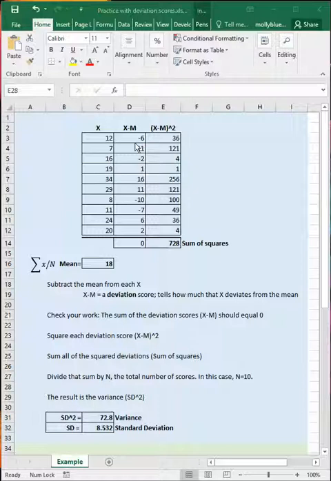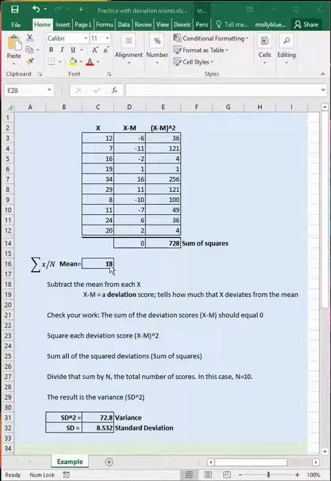So first we've got to find the mean. The formula for that is the sum of x divided by n. So you add up all the x's and divide by how many x's you have. In this case, there are 10.